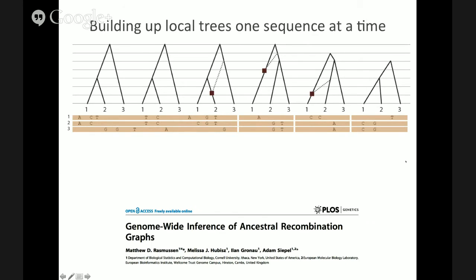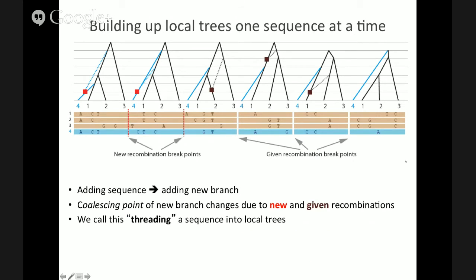Okay. So now somebody gives me a new sequence. I'm going to draw that sequence number 4 as this blue sequence down here. And adding that sequence to all of these local trees is really just adding one more leaf and one more branch to each local tree. And then we have to decide how that new branch coalesces into each local tree.